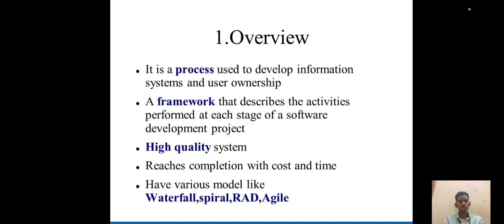First, we see the overview. It is a process used to develop information systems and user ownership. A framework that describes the activities performed at each stage of a software development project. High quality system reaches completion with cost and time. How various models like waterfall model, spiral model, RAD model, and agile model.